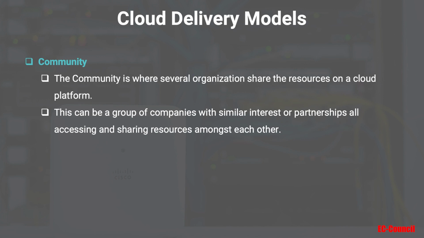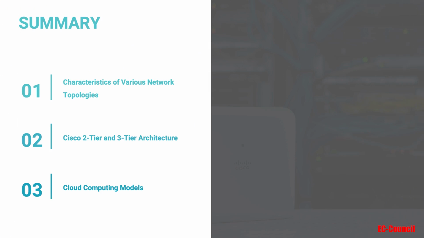The fourth and final type of cloud delivery model, the community cloud. The community cloud is where several organizations share the resources on a cloud platform. This can be a group of companies with similar interests or partnerships, all accessing and sharing the resources amongst or even between themselves.